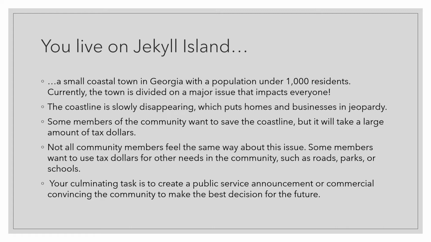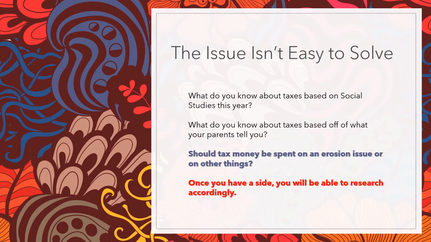Your culminating task is to create a public service announcement or a commercial convincing the community to make the best decision for the future. So this is what you're going to be making in task 4. You're not making this week. This week we have to do something first before we can get to that fun part at the end. So the issue is not that easy to solve.